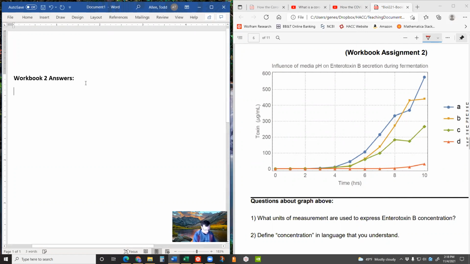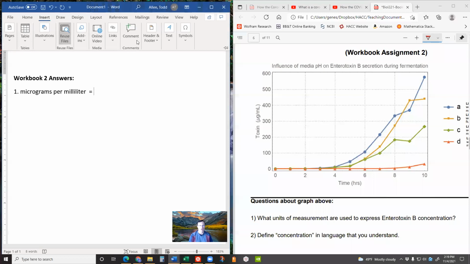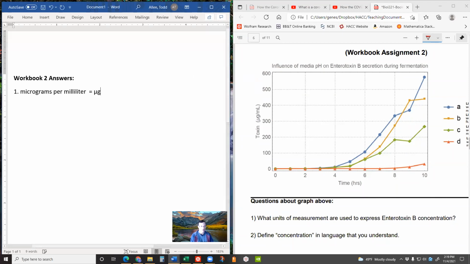All right. So question 1, what units of measurement are used to express enterotoxin B concentration? That would be micrograms per milliliter, right? Which you might have written down symbolically. So you can insert symbols and words. So you might have had this kind of thing, microgram per milliliter. Okay.